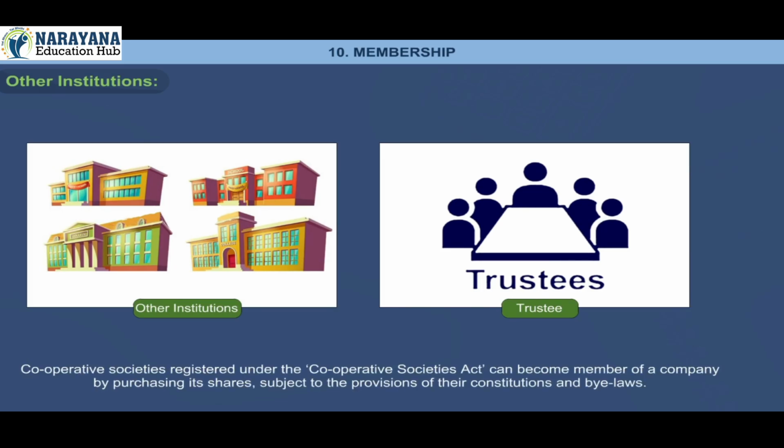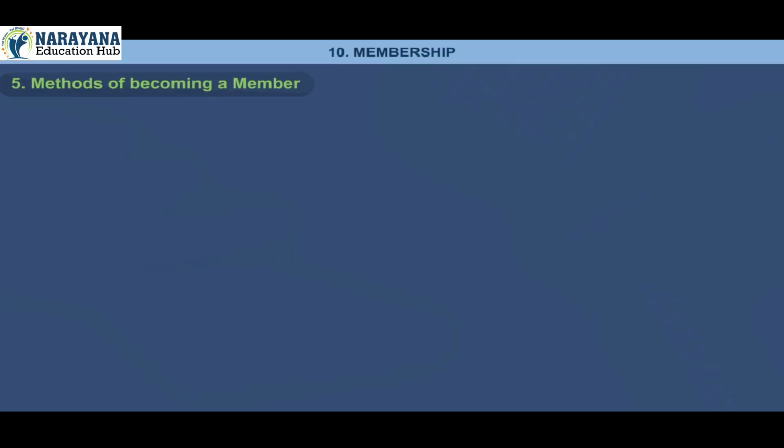Other institutions. Cooperative societies registered under the Cooperative Societies Act can become members of a company by purchasing its shares, subject to the provisions of their constitutions and bylaws. 5. Methods of becoming a member.